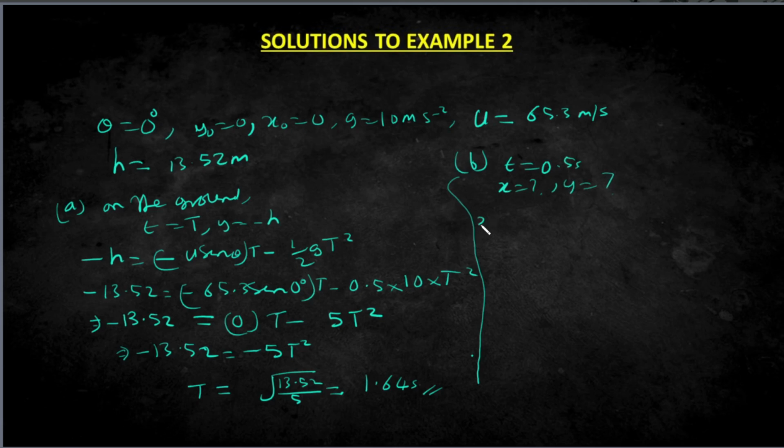So the value of x is just u cos theta times t. Then u is 65.3. Cos of theta, theta is 0 degrees, times t, which is 0.5. Cos 0 is 1. Then 65.3 times 0.5. If you do that, the answer will give you 32.65 meters.